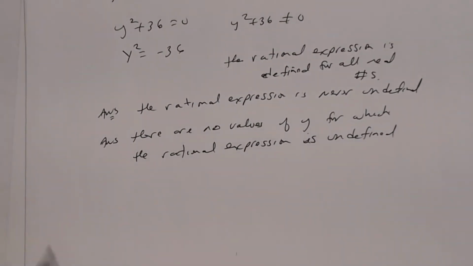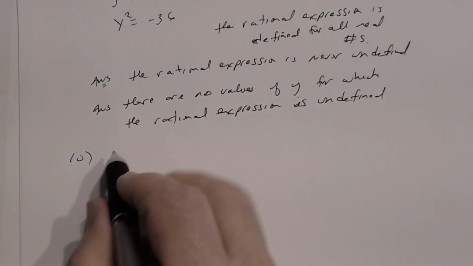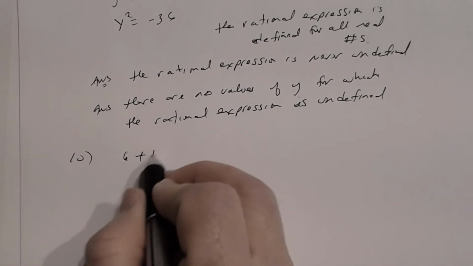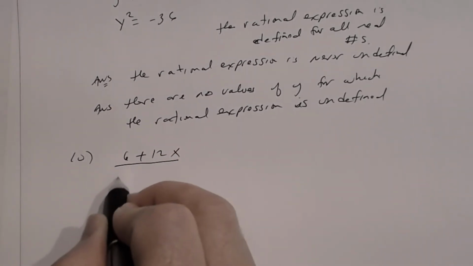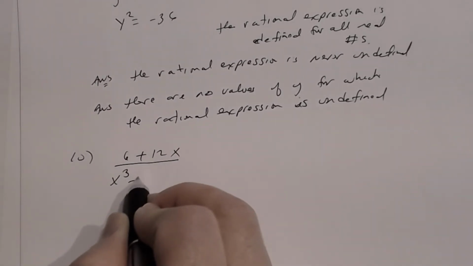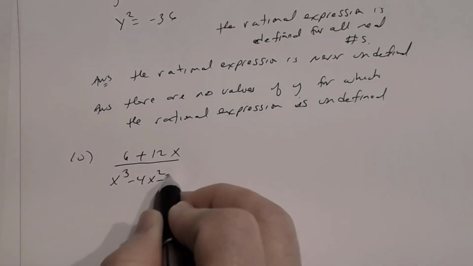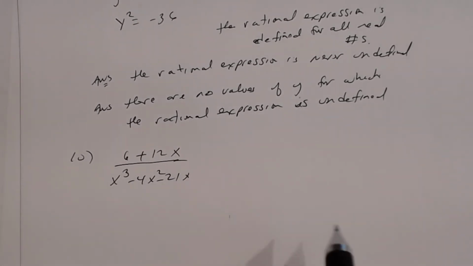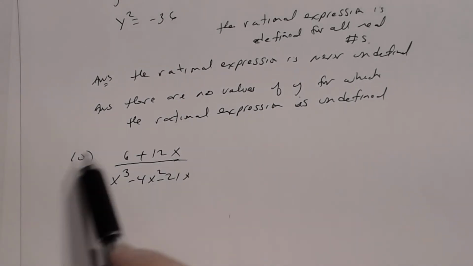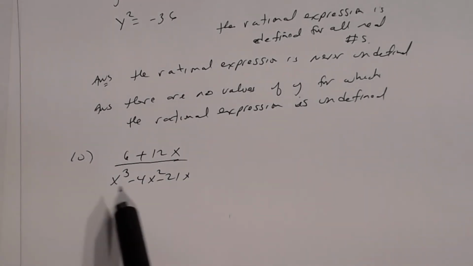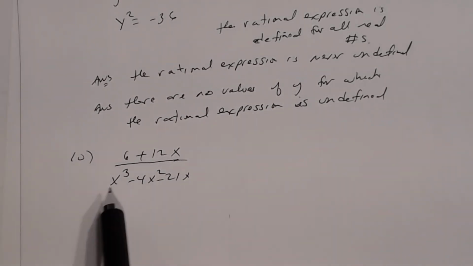Number 10, I suppose we had this in number 10. We had 6 plus 12x divided by x cubed minus 4x squared minus 21x. Okay? So I have this rational expression, and I want to find out where this rational expression is undefined. Well, remember, a rational expression is undefined when the denominator is 0.